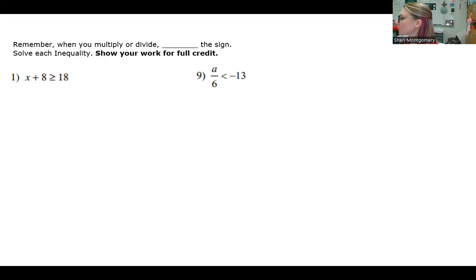All right, on the worksheet, we're going to go over a couple together and you're going to finish the rest on your own, just like every day in here. The first thing that I want us to write down: remember, when you multiply or divide, I don't know why I said you flip the sign, but there's something very important that's missing. When you multiply or divide by a negative, you flip the sign. You don't flip the sign every time you multiply or divide. That is not correct. You only flip the sign if you multiply or divide by a negative.